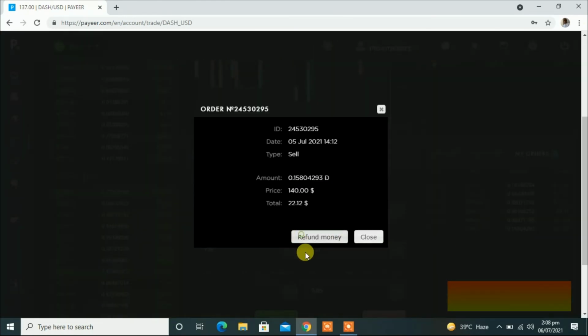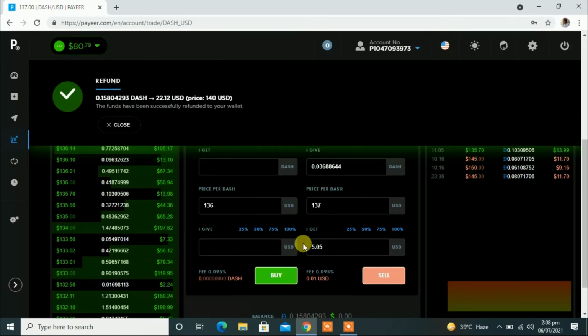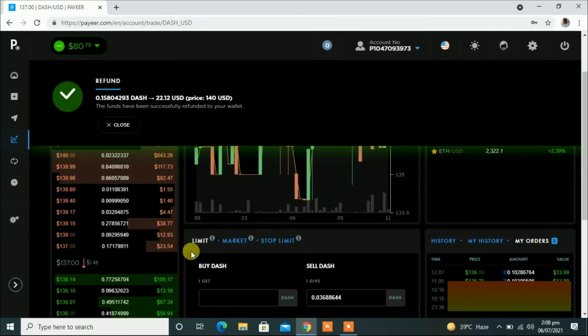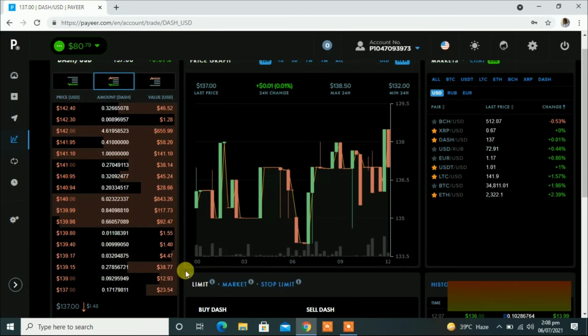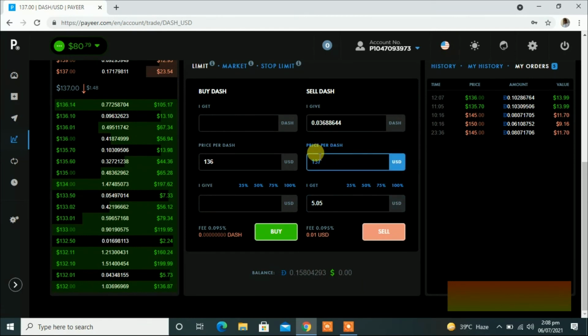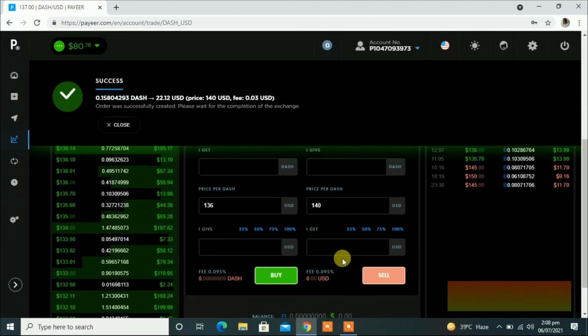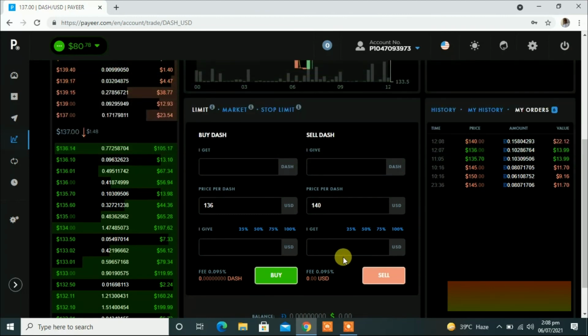If I want to sell this, I would like to sell the Dash at a higher price, and I would like to sell it at 140. When the price reaches 140 USD, my order will be automatically filled and I will receive USD in my account.